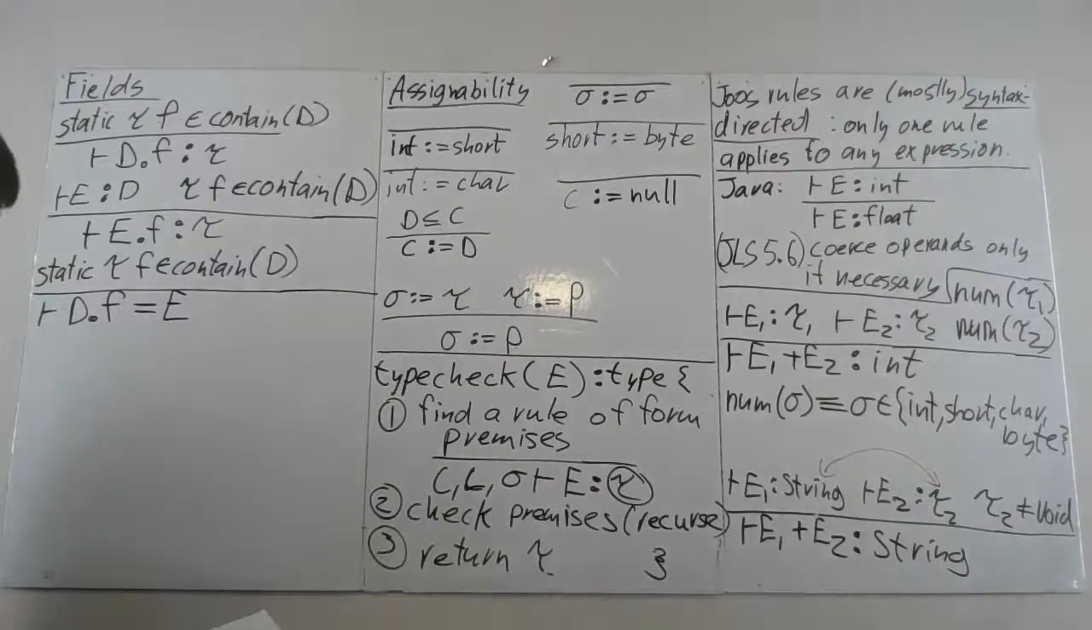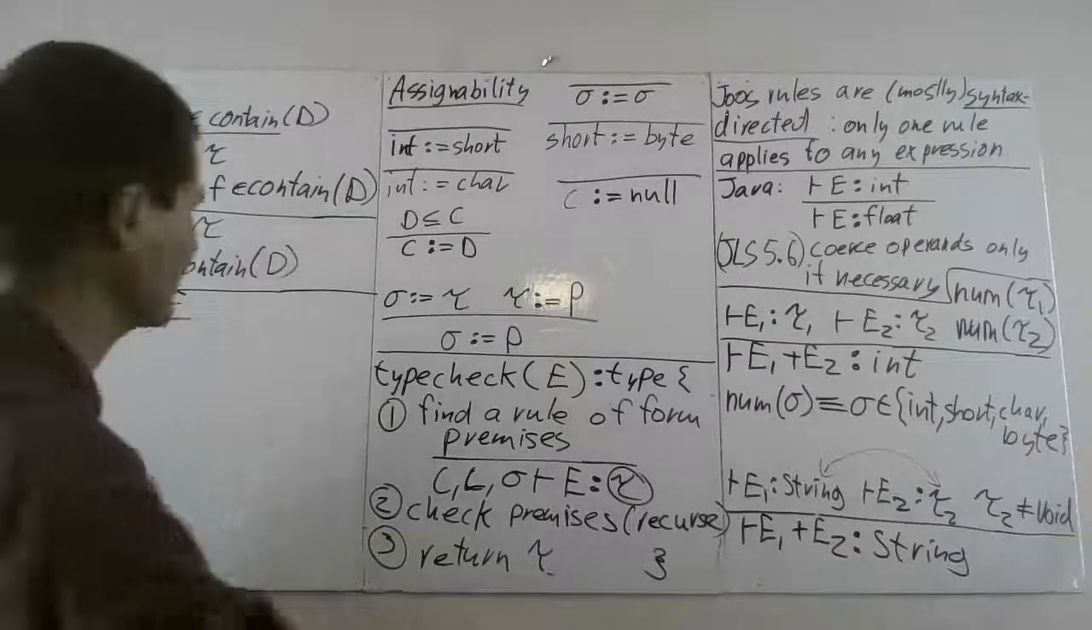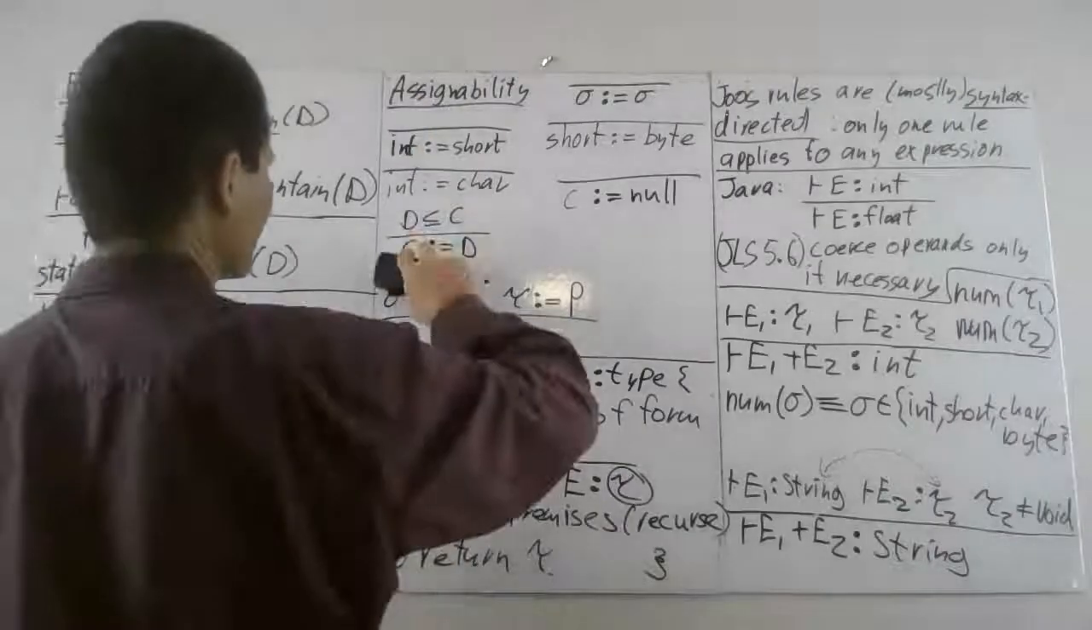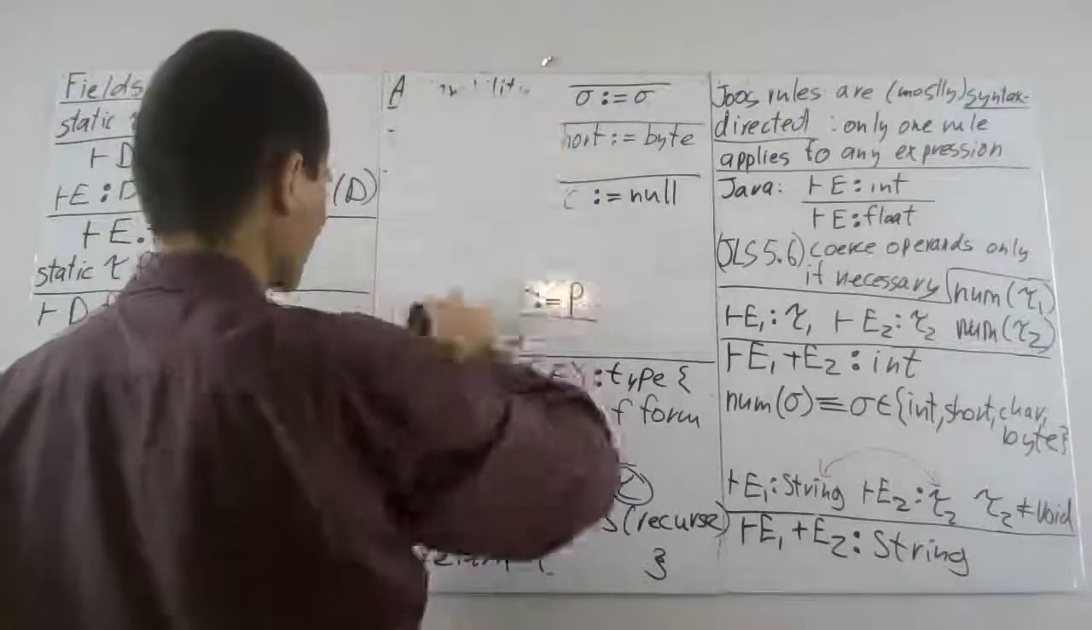Okay, and so now the type. Okay, I should have saved some more space here. Okay, shoot. All right, I'm going to make some space over here.